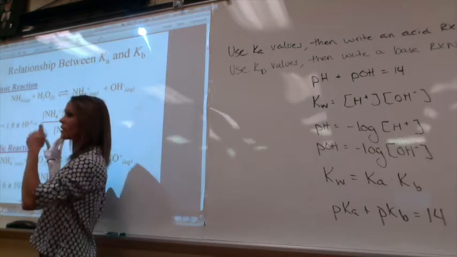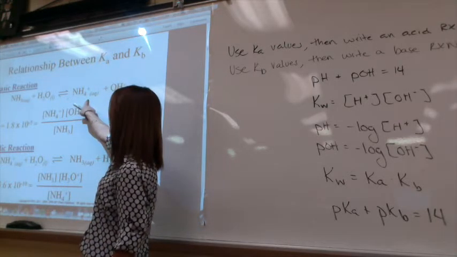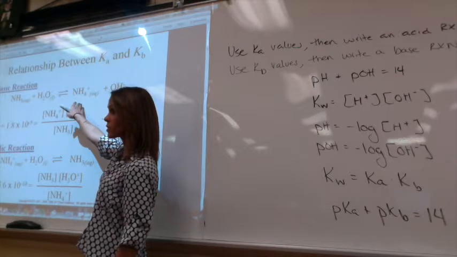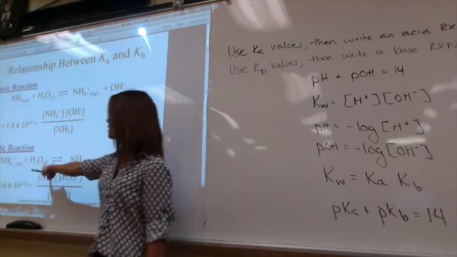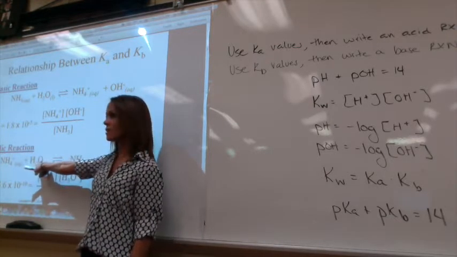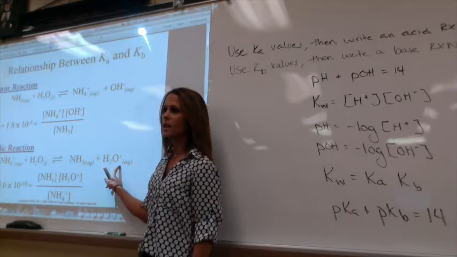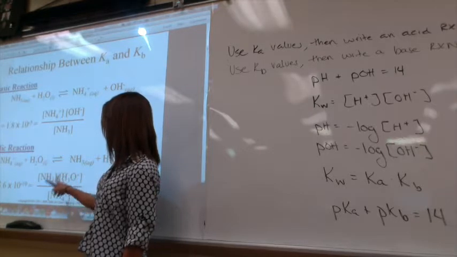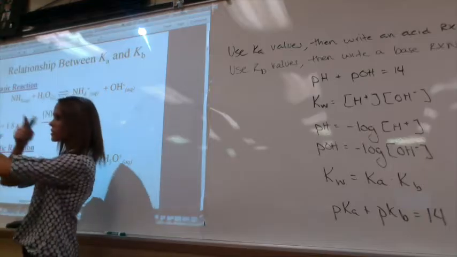If I were to write the opposite of this reaction, I would write NH4 plus goes into water. Not plus OH, but NH4 plus goes into water. This is the acid. So the acid is going to donate its H to the water. This becomes the conjugate base, and this is your conjugate acid. If I were to write the Ka reaction, it's NH3 times H3O plus over NH4 plus. So these values are the reverse of each other, right?